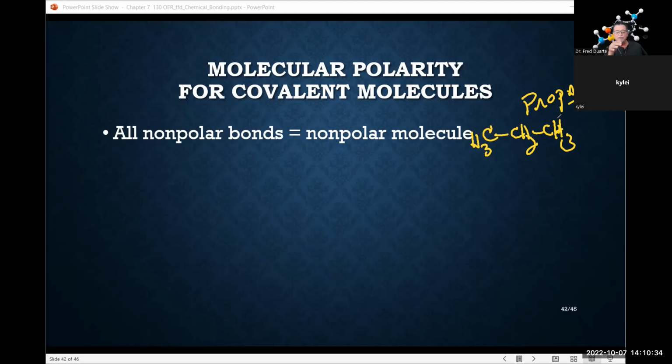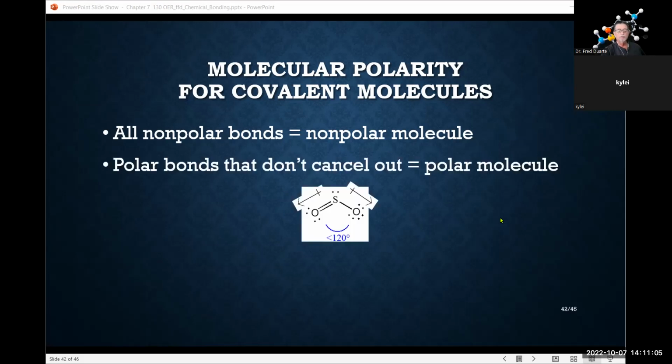Well, if you look at that structure, you have nothing but carbon-hydrogen bonds and carbon-carbon bonds, which is two equal elements. So everything in there is an A scenario, which results in propane being a nonpolar molecule, okay? All hydrocarbons, these are the generic name for this, all hydrocarbons are nonpolar.